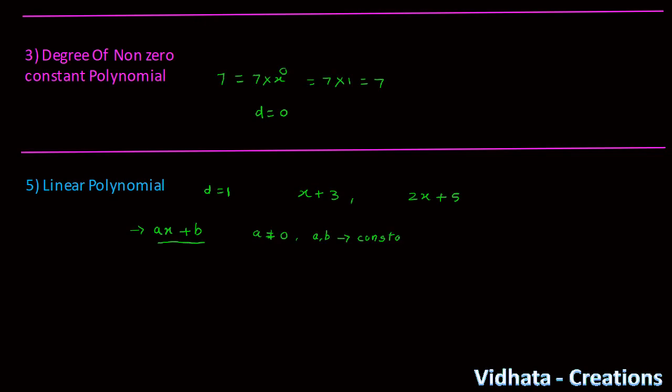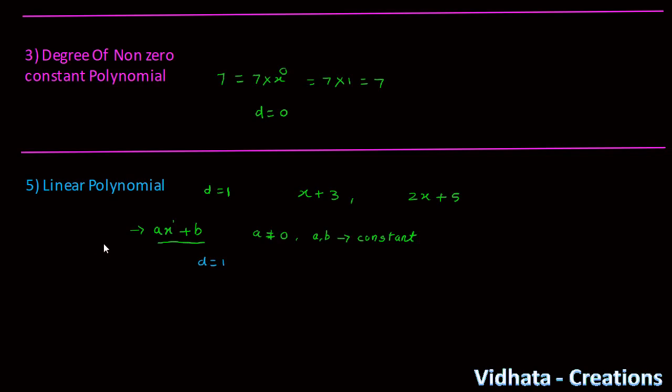If you consider the variable in this linear polynomial, then you can see the power of the variable x is 1. Hence, the degree of a linear polynomial is equal to 1. Thus, a linear polynomial is a polynomial whose degree is equal to 1.